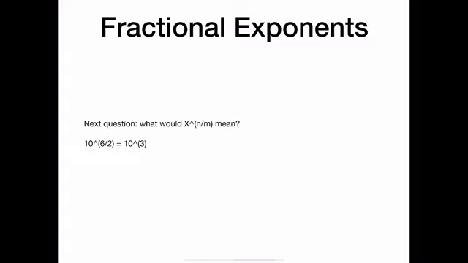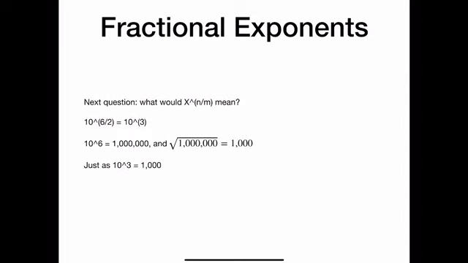What would 10 raised to the 6th power and then reduced to its square root be? Well, we know that 10 to the 6th is 1,000,000, and we know that 1,000,000 is a square number, because 1,000 times 1,000 is 1,000,000. So if we calculate 10 to the 6/2 power, we get 1,000, and that's the answer we knew was due all along.